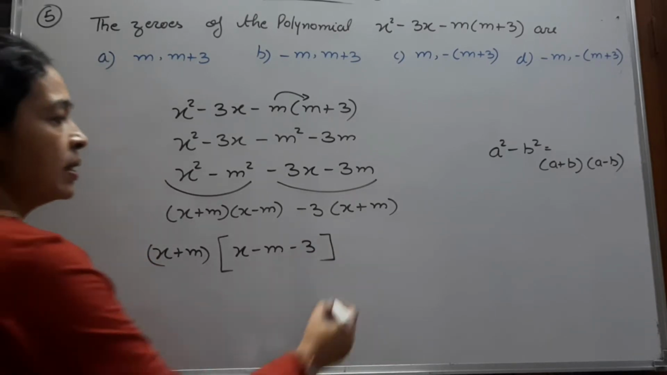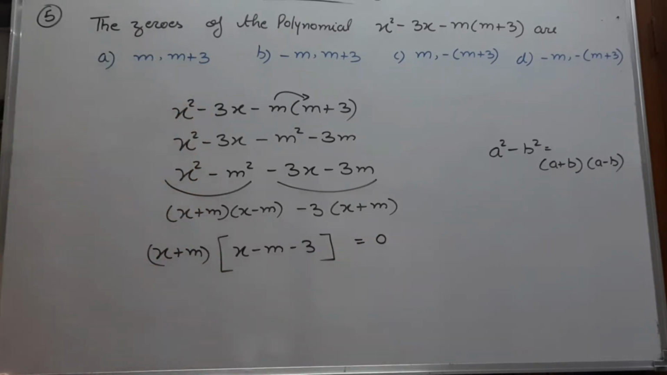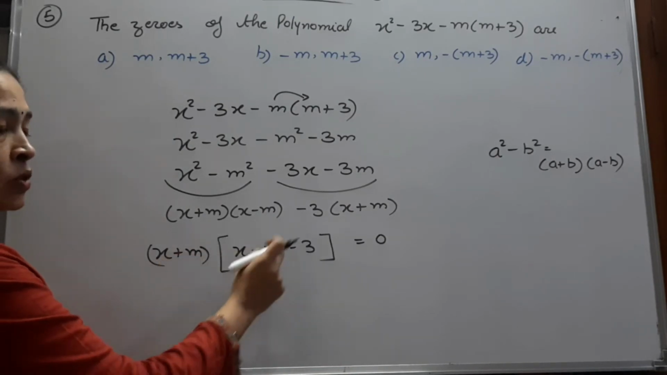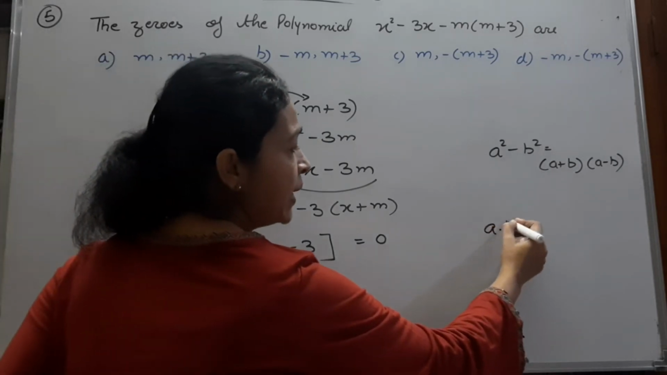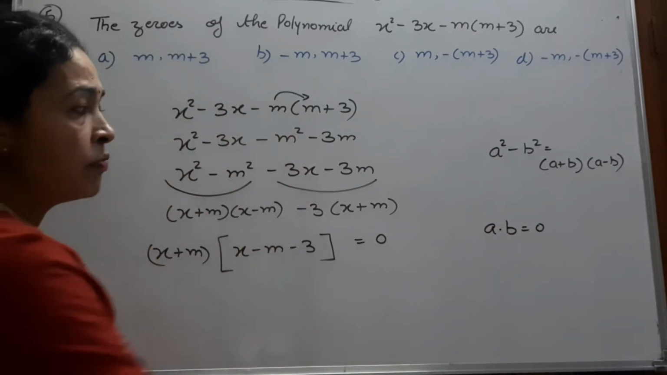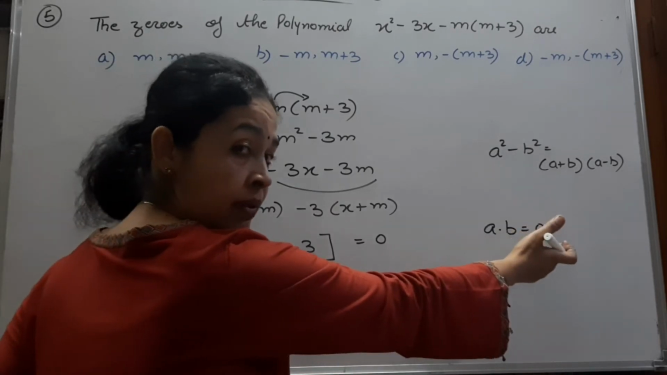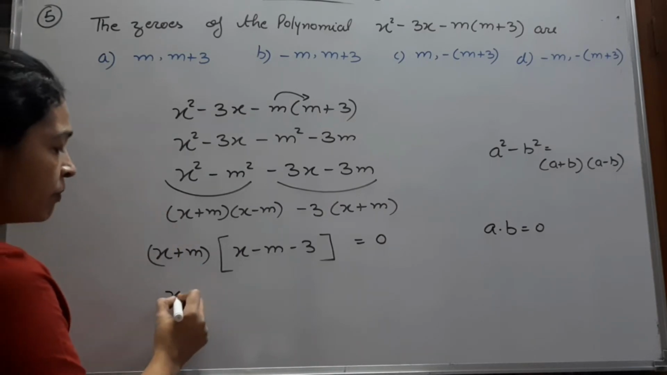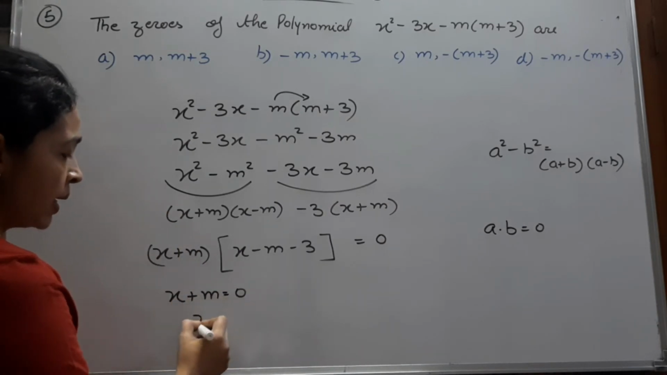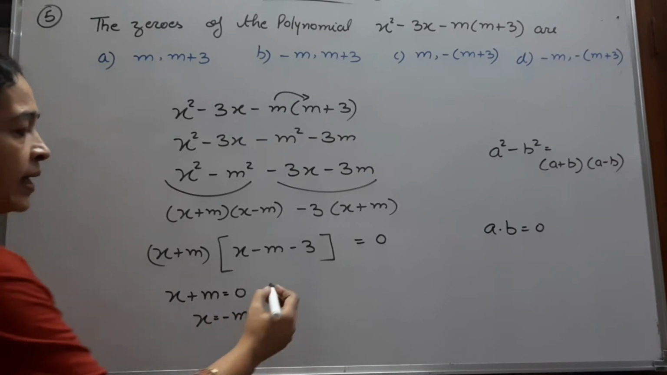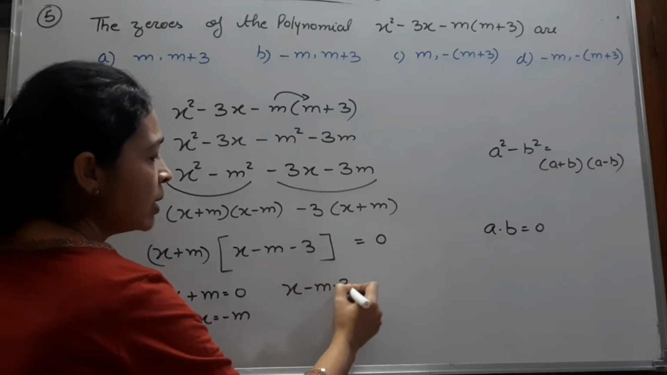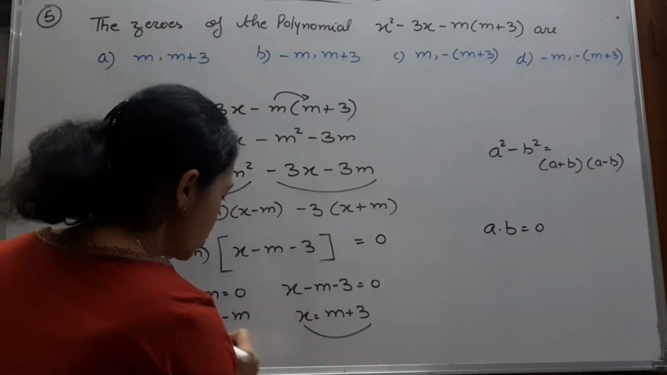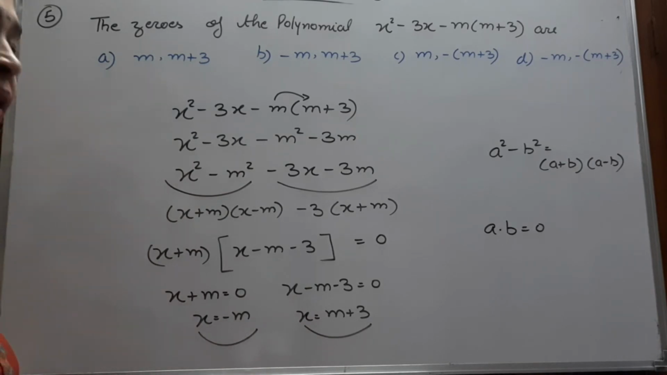For getting zeros, take this as 0. Now, either this term is 0 or this term is 0, because the product of these two terms is 0. If we write a into b equals 0, then either a equals 0 or b equals 0, because the product of two terms is 0. In the same way, if x plus m equals 0, x equals minus m, and if x minus m minus 3 equals 0, x will be equal to m plus 3. So our two zeros are minus m and m plus 3.